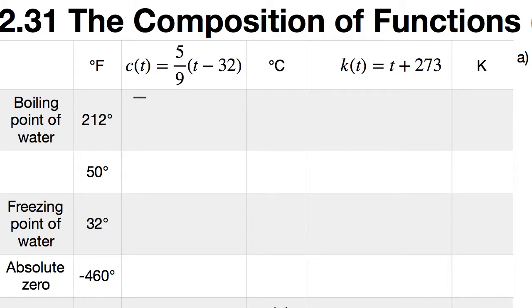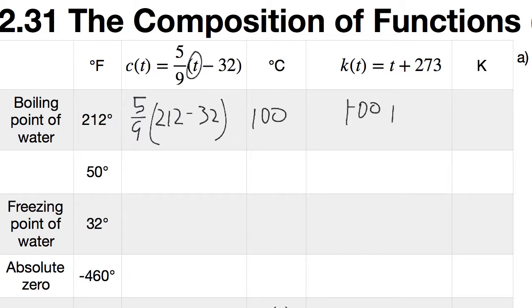So if you take 212, that's your input, the temperature, subtract 32, and then multiply it by 5/9, you get 100 degrees Celsius. That's the boiling point of water in Celsius. And then if you want to convert temperature from Celsius to Kelvin, what you have to do is add 273. That will be 100 plus 273 Kelvin. So what do you get? The boiling point of water in Kelvin is 373 Kelvin.